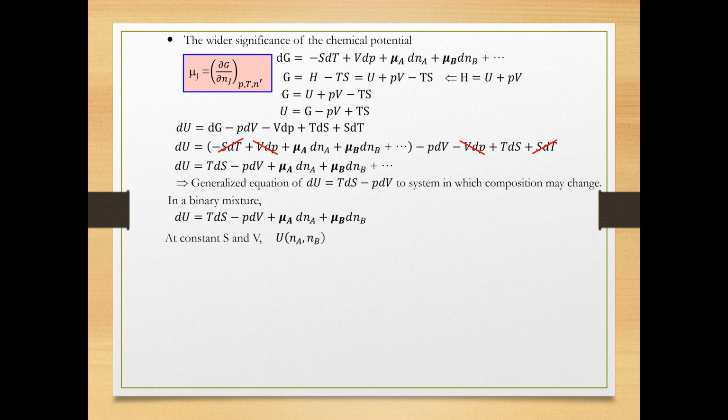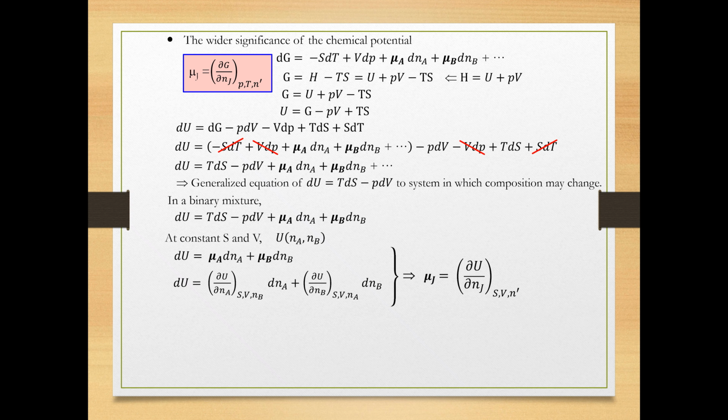At constant entropy and volume, the internal energy is a function of the amounts of A and B. Therefore, the differential of internal energy under these conditions is reduced to mu A dnA plus mu B dnB. The total differential of internal energy can be written as shown here. By comparing these two equations, we can identify the chemical potential of component J as the partial derivative of U with respect to nJ at constant S, V, and n prime.